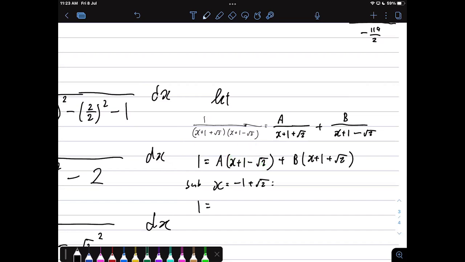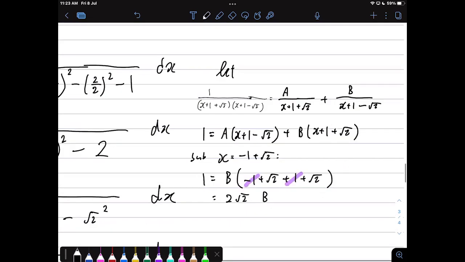0 times a. So I get b multiplied by x, in this case -1 plus square root 2, plus 1 plus square root 2. Anything that cancels, -1 and +1. So you're left with root 2 root 2 times b. So that means that we get b equals 1 over 2 root 2.